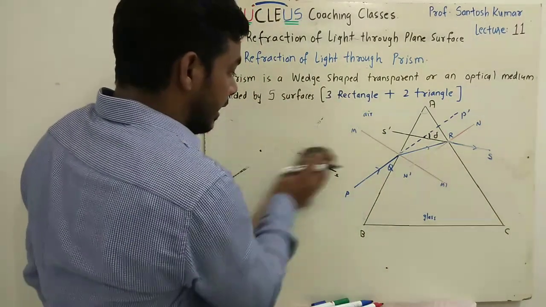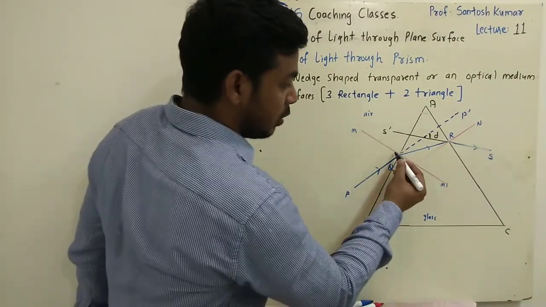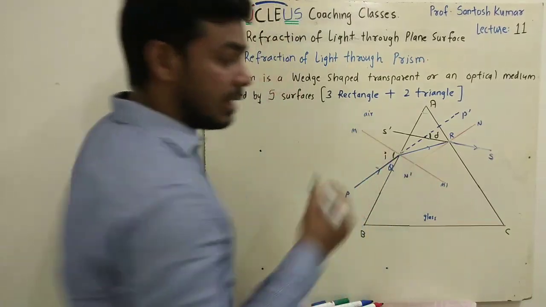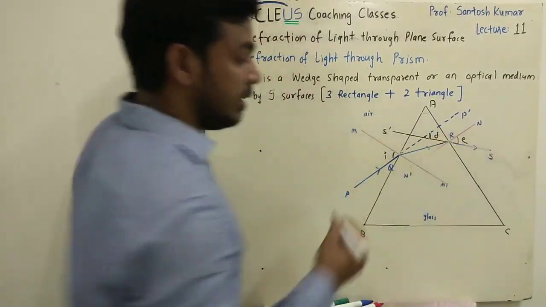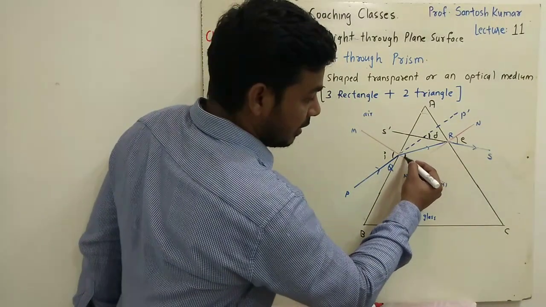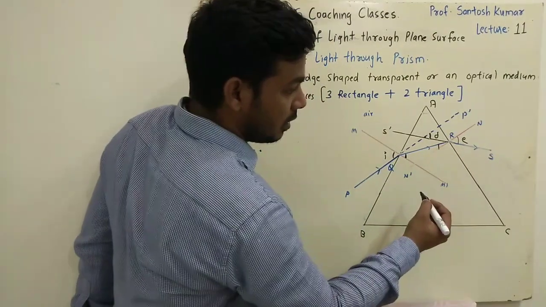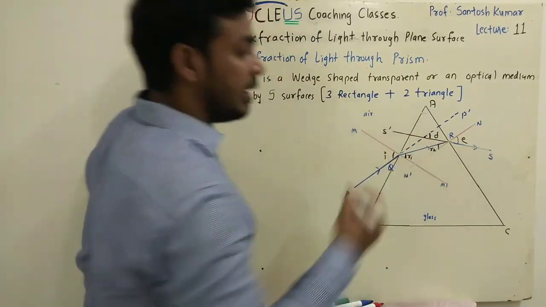Now we have got other angles to represent in the figure. The angle made by the incident ray with respect to the normal is called the angle of incidence, I. The angle made by the emergent ray with the normal is called the angle of emergence, E. We have got two other angles, the angle made by the refracted ray with this normal as well as with this normal. So this angle I would name as R1, and this angle I would name as R2.